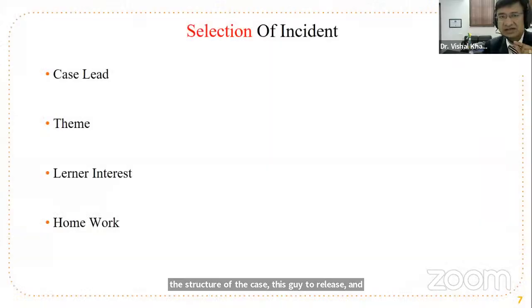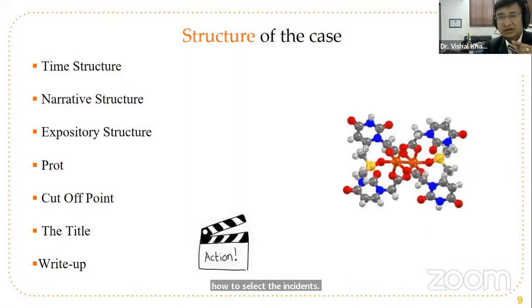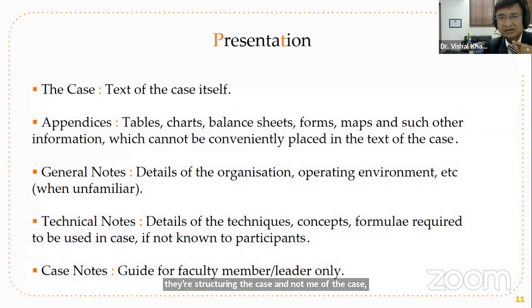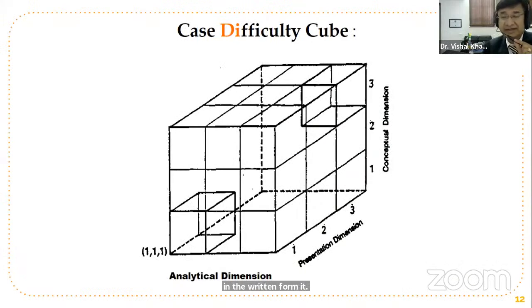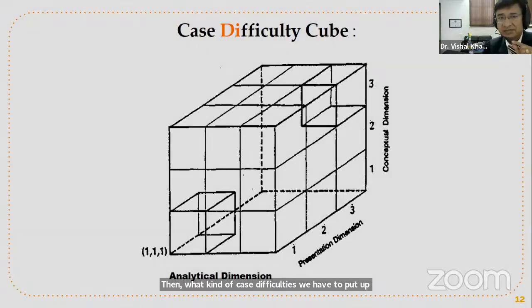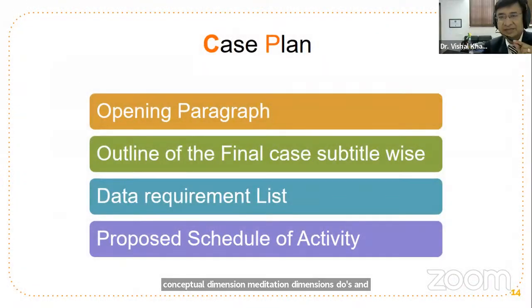And for every point we discussed in detail how to select the incidents, then the methods for data collection, how to structure the case, and the anatomy of the case. Then we discussed disguise and release when the case has been completed, then how to present the case in written format. Then the case difficulties in the form of analytical dimension, conceptual dimension, presentation dimensions, do's and don'ts of the cases, and the case plan.